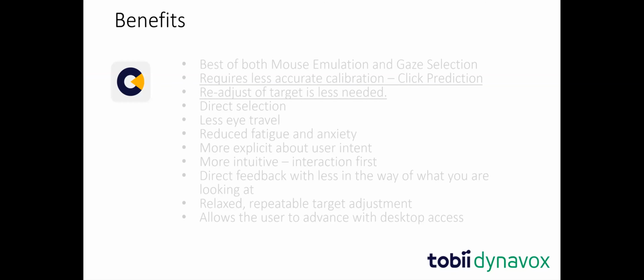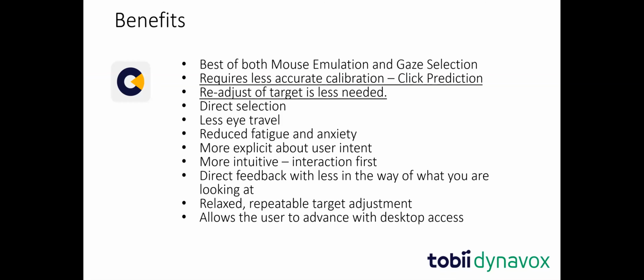So if we add that to the list as well, you can see that it now has they require less accuracy calibration with click prediction, and readjust of target is less needed as well. So this list just keeps on growing, and we keep on working on getting it as good as possible for our users. Are there any questions before I move on and actually show you computer control?